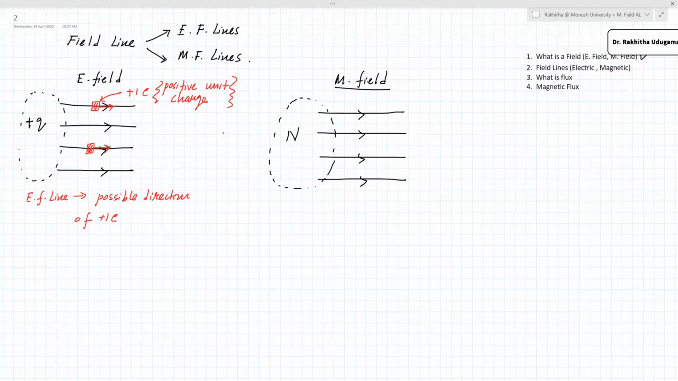Now when it comes to magnetic field, I am having these two fields here so that you can compare electric field and magnetic field, and you can have the big picture. So that's why I'm comparing these two. Now to have a magnetic field line, what you are going to do, we will put a north pole here.